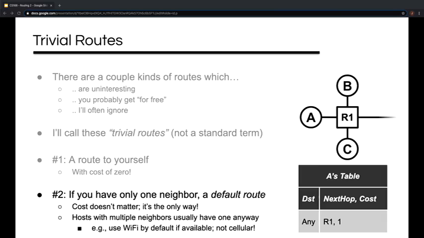In fact, even if you have multiple links, you probably have a default route because you're probably going to prefer some links to others. For example, your cell phone may have a virtual link, a wireless link between your phone and your cellular network and your phone and some Wi-Fi network. And you probably want to have a default route for the Wi-Fi network, right? Because it's probably going to be less costly for you. Any questions on trivial routes?